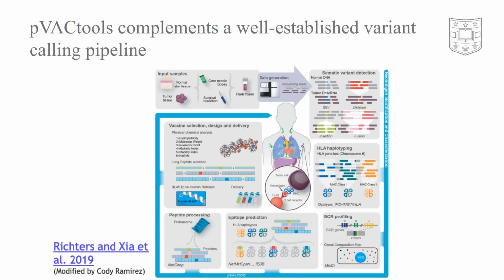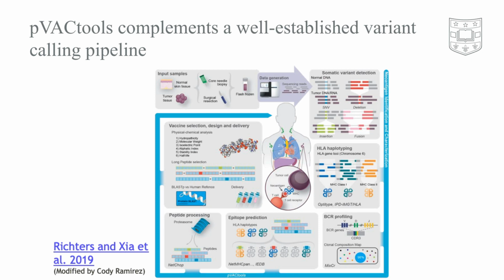Predicting which neoantigens might be presented by a tumor cell and selecting the ones to include in a vaccine is a complex process with many criteria to consider. pVACtools is designed to be used on top of a well-established variant calling pipeline. It uses a VCF file of somatic variants, annotated with consequences by the Ensembl variant effect predictor, to predict neoantigen candidates from missense, in-frame indels and frameshifts. Additionally, annotated fusion calls can be used to predict neoantigens from gene fusion events.